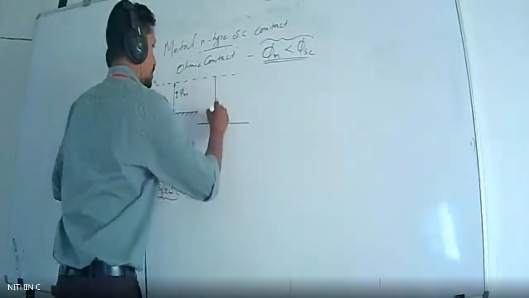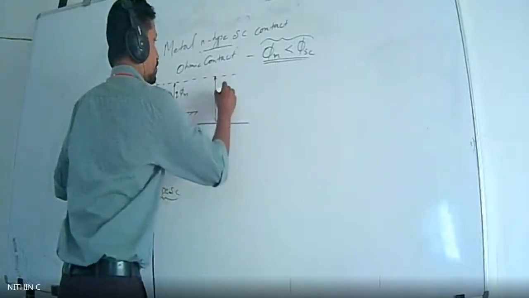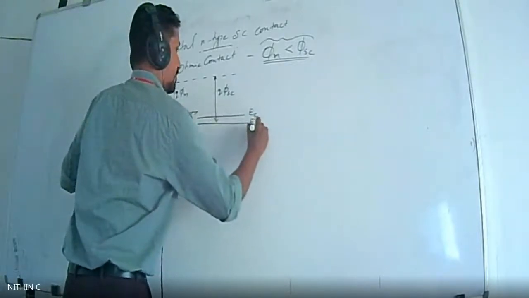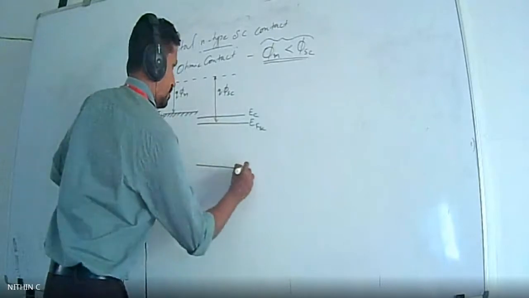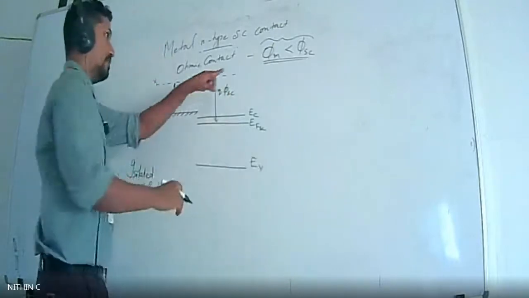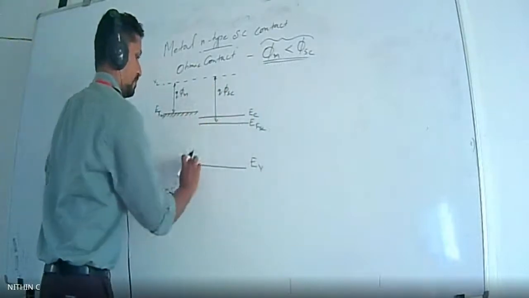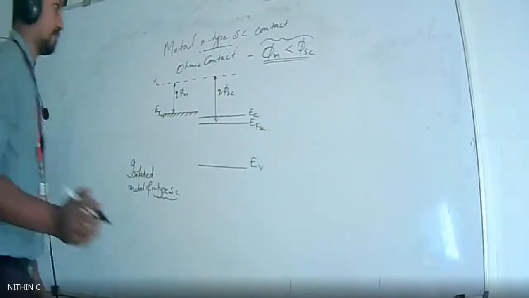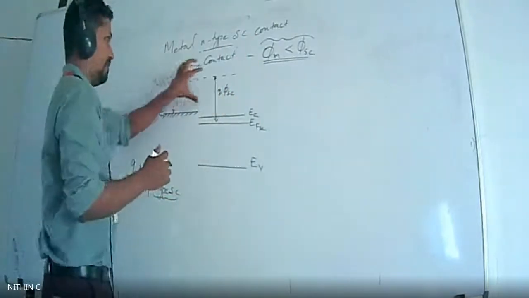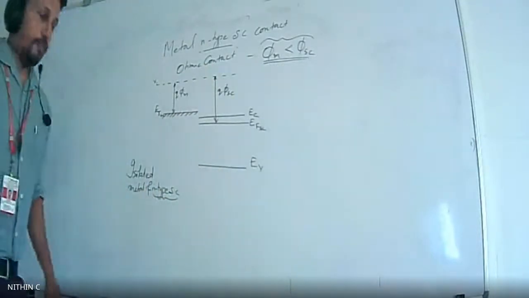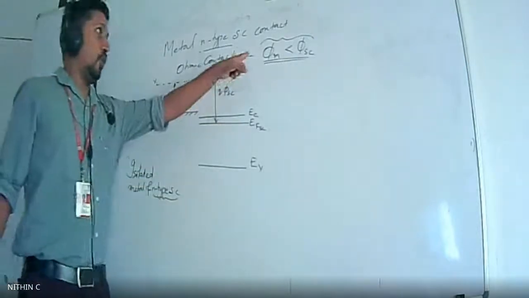So this will be Q phi SC. Here you will be having your EC, here you will be having EFSC, and here you will be having EV. Then only this condition will be satisfied. Phi m has to be less than phi SC. So this will be the case of an isolated metal and n-type semiconductor satisfying the ohmic contact condition.